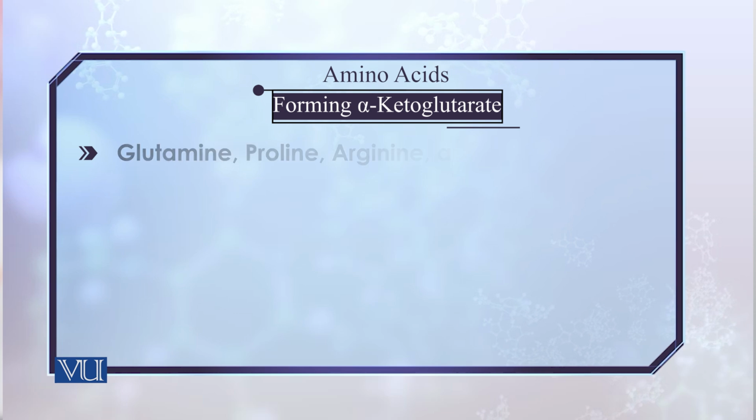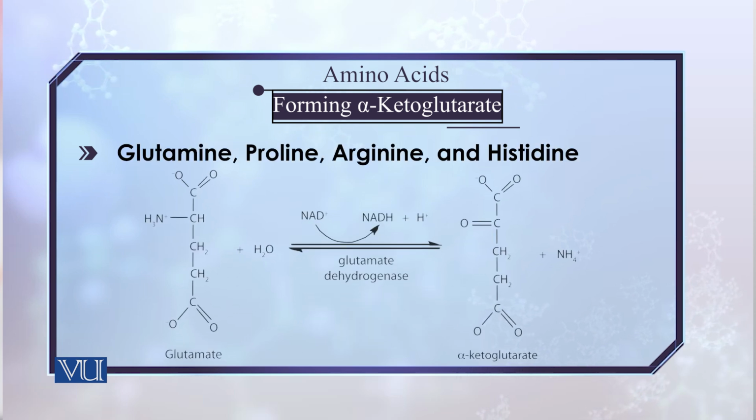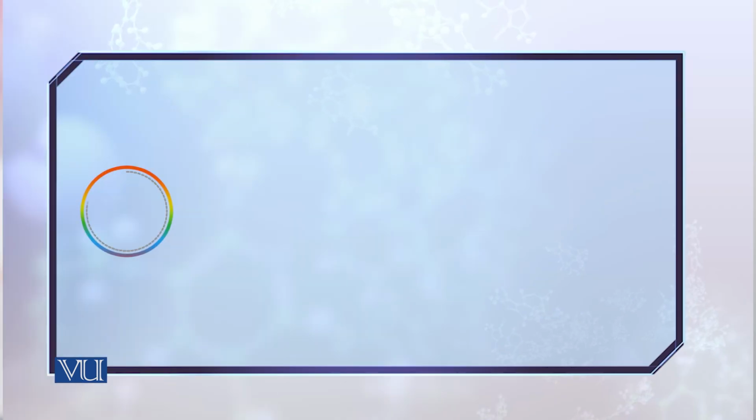Then there are amino acids like glutamine, proline, arginine, and histidine, which give rise to the formation of alpha ketoglutarate. You have seen that alpha ketoglutarate is the product when you get rid of the amine group of the glutamate, a very, very important reaction, and the enzyme, of course, involves the glutamate dehydrogenase.